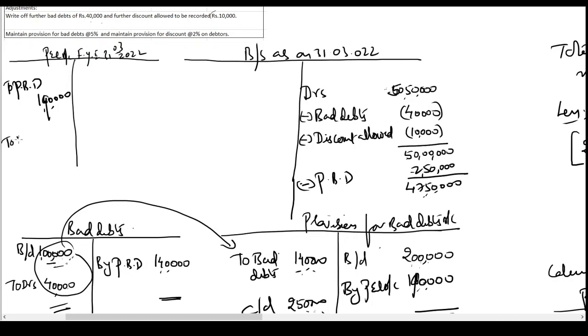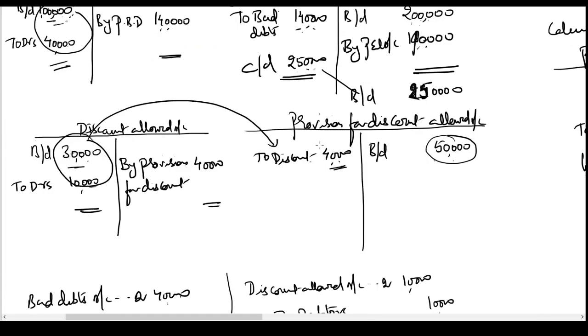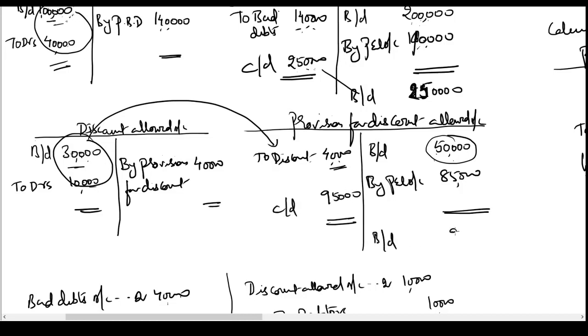So I'll write here to provision for discount. Simply I'll write a shortcut provision for discount. 85,000 rupees is debited to the P&L account and provision for discount account is credited by P&L account 85,000. So total will be 50 plus 85, 1,35,000. There is a debit of 40,000, so you will have a balance of 95,000 carried down, brought down 95,000.